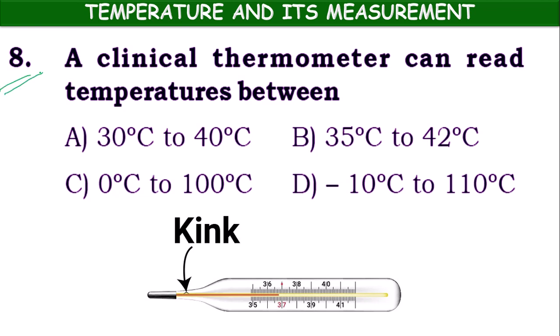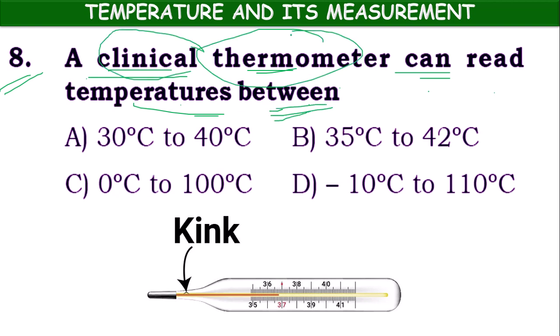Next, question number 8. A clinical thermometer can read temperature between what? Because the main purpose of a clinical thermometer is to measure the temperature of the human body, to identify whether a person or a child has fever or not. So for that purpose it is mainly used. As per human body temperature, it is calibrated between 35 degrees centigrade to 42 degrees centigrade.